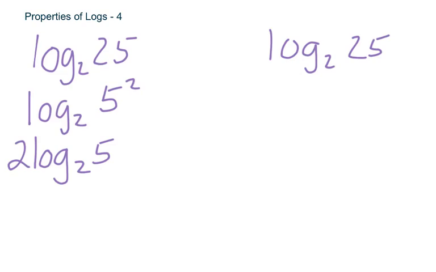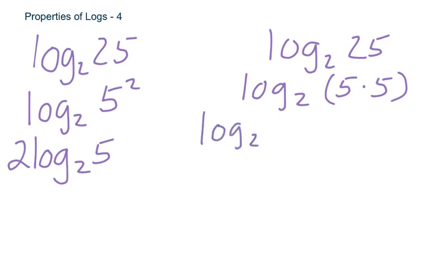Now, there's another way you could do the same problem. Instead of taking the 25 and writing it as 5 squared, you might have written it as 5 times 5, which of course is the definition of 5 squared. And this would use the first property that we studied, which is when you have a product, you can write that as the sum of 2 logarithms. So you could have log base 2 of 5 plus, so you do the first factor, and then you'd have another log base 2 of 5 for the second factor.